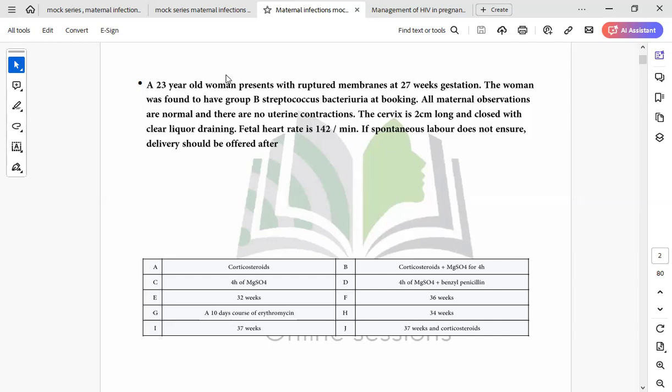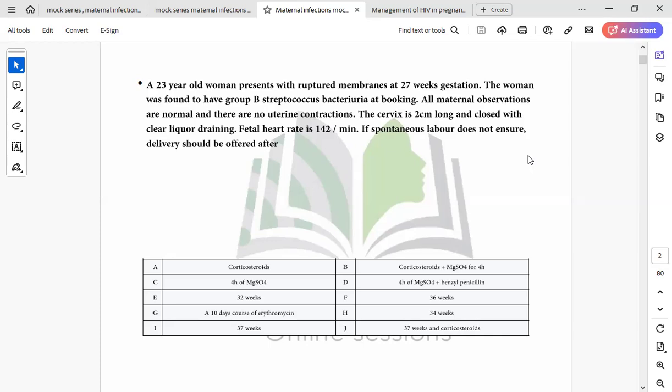Okay, Dr. Khan, I think you have joined recently. This case is not like any other case of GBS. This case is a PPROM. So prematurity here outweighs the GBS infection. Prematurity could kill the baby. GBS not.